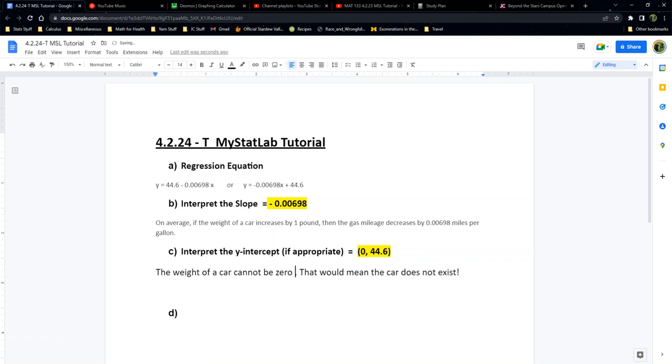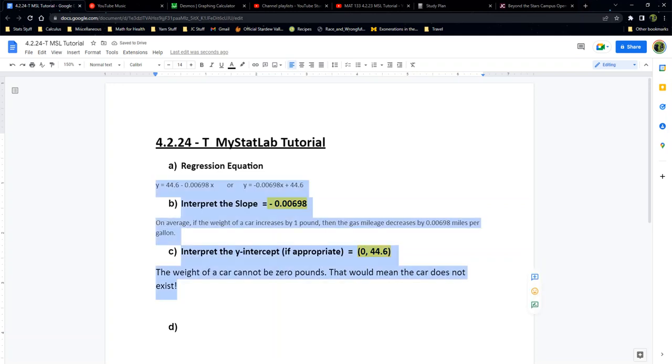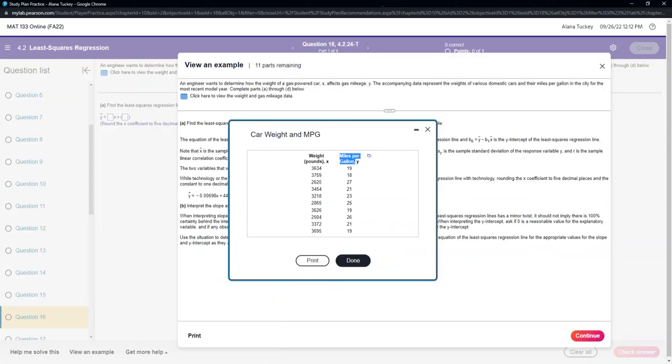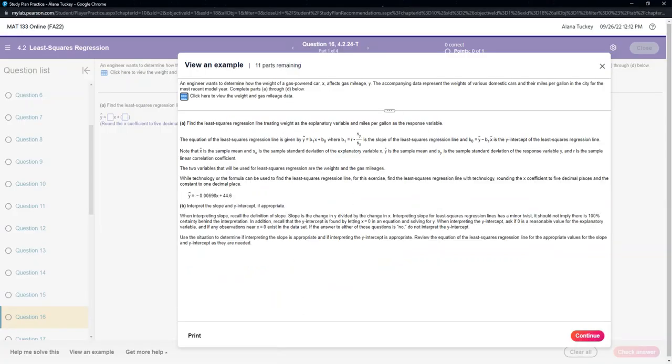Technically it's pounds, but there we have it. I'm just going to make these all bigger fonts so you can see them better. All right, so let's go back to what my stat lab says, and let's read.